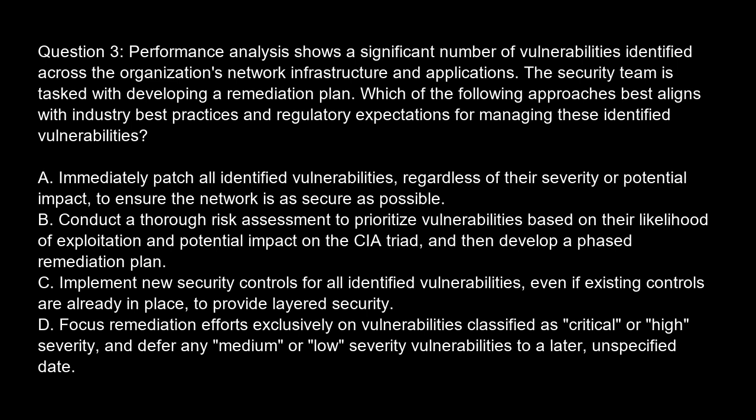Conduct a thorough risk assessment to prioritize vulnerabilities based on their likelihood of exploitation and potential impact on the CIA triad, and then develop a phased remediation plan. Option C. Implement new security controls for all identified vulnerabilities, even if existing controls are already in place, to provide layered security. Option D. Focus remediation efforts exclusively on vulnerabilities classified as critical or high severity, and defer any medium or low severity vulnerabilities to a later, unspecified date.